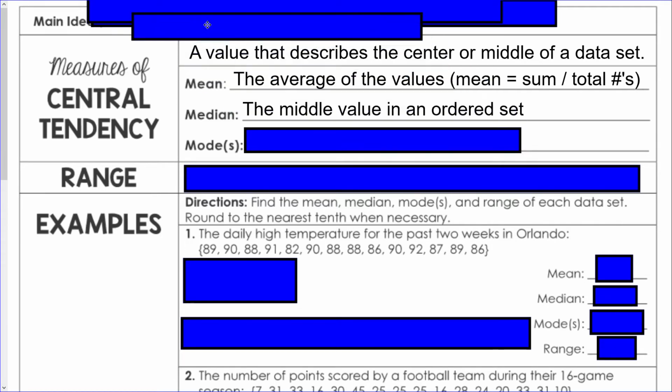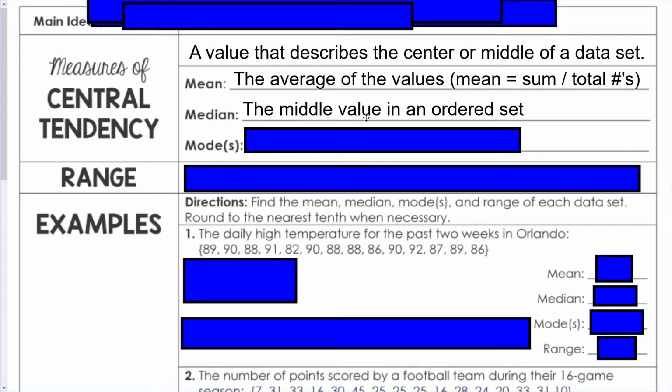Okay? Median is the middle value in an ordered set, so you have to put the numbers in order. Make sure you are finding what would be the middle value if they were in order. And typically they're ordered from smallest to largest. That part doesn't really matter because the middle is the middle no matter what order you have them in, from smallest to largest or largest to smallest.